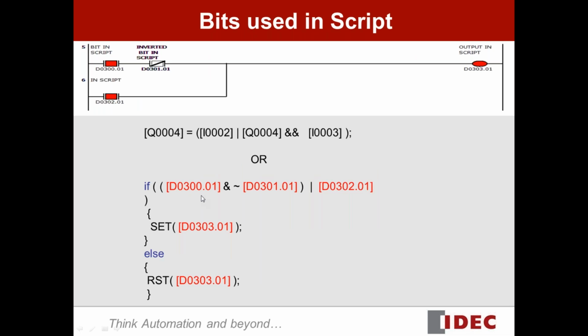You can also use the bits from a word, like D300.01 and not D301.01 or D302.01. And then if any of that condition is met, then set D303.1, else D303.01 is reset.